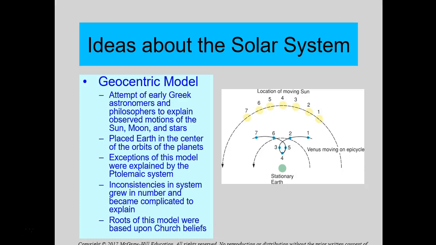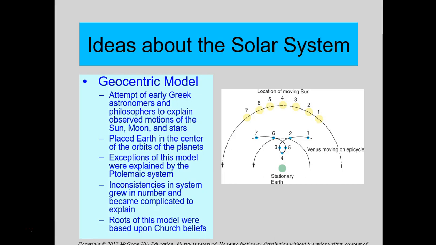Okay, you guys, so in this last section, we're going to talk about the ideas of the solar system, basically how it was viewed originally, and then on into how we understand it to behave now. The first model of the solar system was based on the idea that the Earth was at the center and everything else went around the Earth, right?